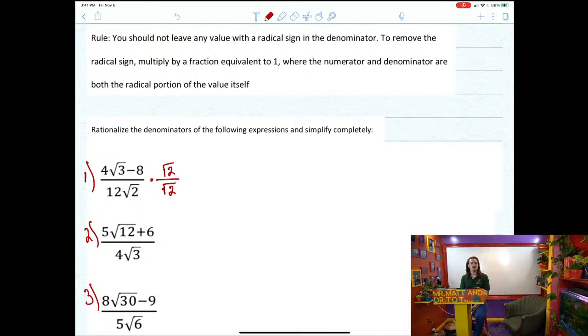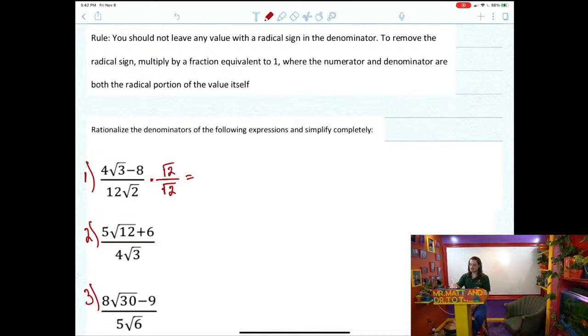Remember the overriding rule in mathematics. You can do practically anything that you like as long as you do the same thing to both or to all sides, depending on how many sides you have. Like an inequality can have more than 2 sides. But usually if you're talking about an equation, you have 2 sides. As long as you do the same thing to the left as you do to the right, as long as you do the same thing to the numerator as you do to the denominator, and vice versa, then you're all good. But here we want to get rid of that root 2, so I'm going to multiply by root 2 over root 2, which is an equivalent fraction to 1, which is not going to affect the value here.